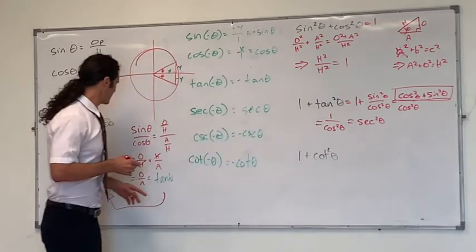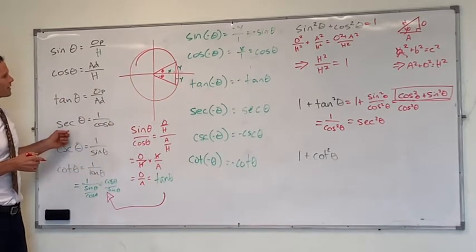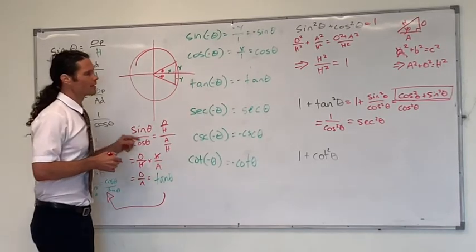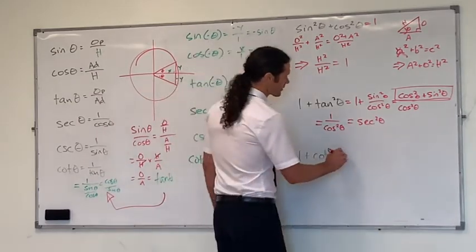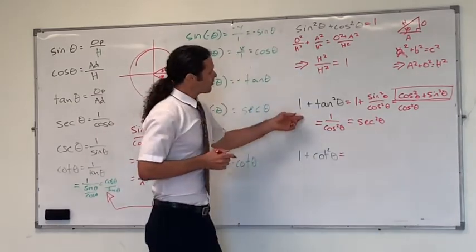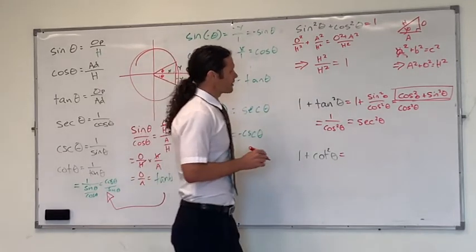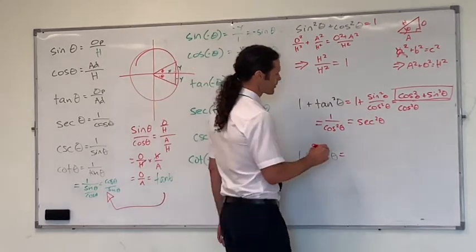Remember from our reciprocal identities over here, 1 over cosine is secant, and the same is true for 1 over cosine squared. We just have secant squared theta. And then I think you can see where this one's going. If you've got 1 plus tangent squared theta is secant squared theta, then I think it's fairly intuitive that this is going to be cosecant squared theta. But let's go through the math for a moment.